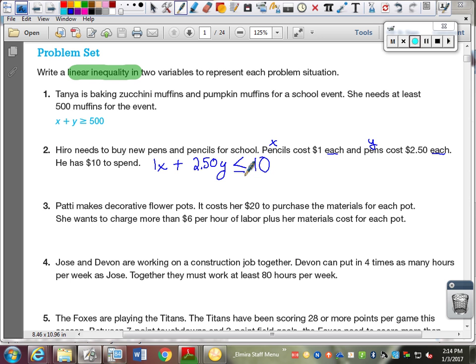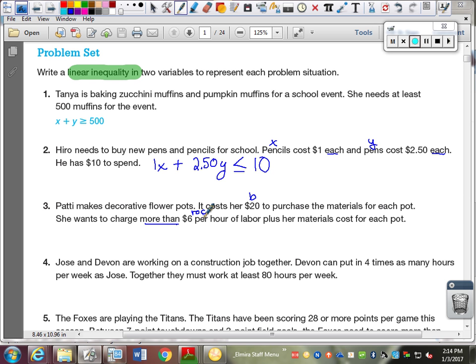Okay. Patty makes decorative flower pots. It costs her $20 to purchase the materials for each pot. She wants to charge more than $6 per hour of labor plus her materials for each pot. So $20 to purchase the materials, that sounds like a y-intercept, and $6 per hour of labor, that sounds like a rate of change.